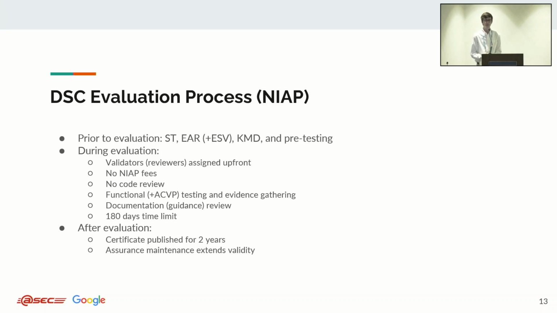After the DSC has been evaluated, there is a 2-year period in which the certificate is active. In that case, it would be a certificate under the dedicated security component protection profile. And in case that this certificate will sunset, it is possible to perform what's called assurance maintenance. If your product did not change, then it should be relatively painless to go through the assurance maintenance process and renew the certificate.